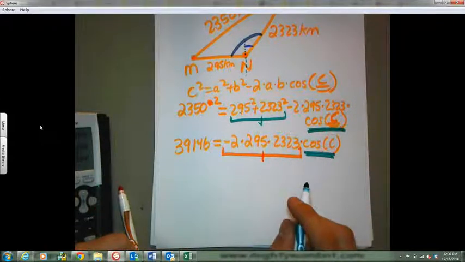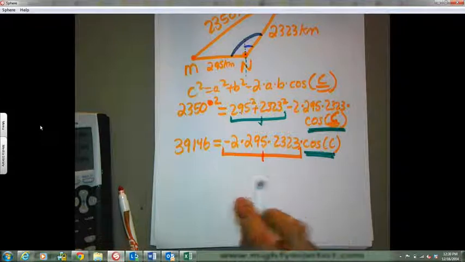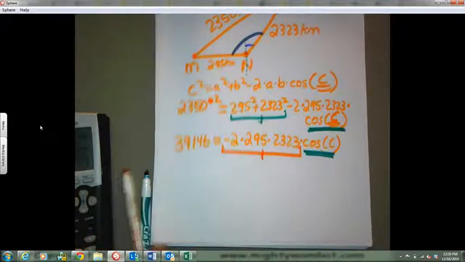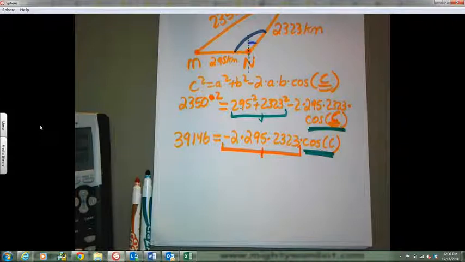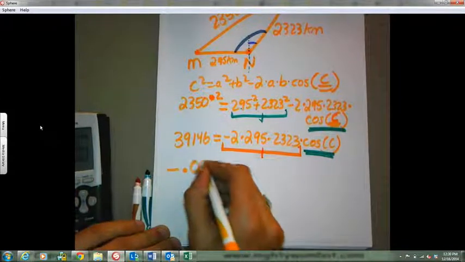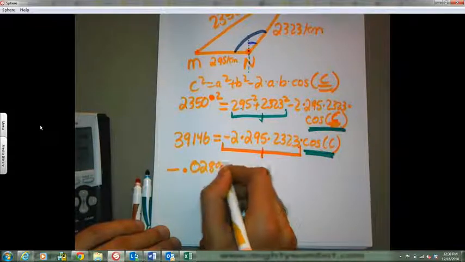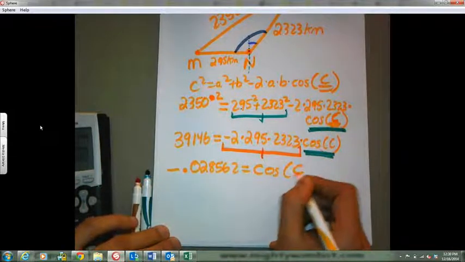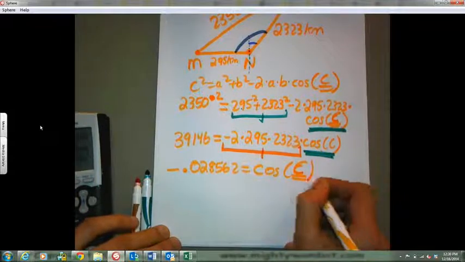And what I got was negative 0.028562. Before I do the final step, let me take questions.